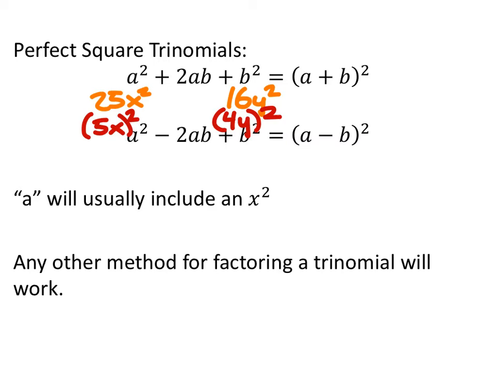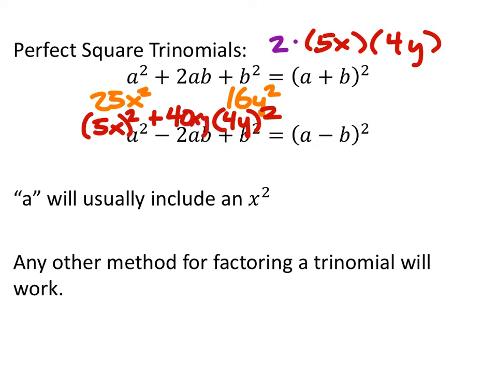Now for this to work, the middle term has to be 2 times a times b. So what would that give us? 2 times a, which is 5x, and then b is 4y. We're making up our own problem here, by the way. Well, 2 times 5 times 4 is 40, so plus 40xy. If this is what we had, then it breaks up immediately into the perfect square binomial, 5x plus 4y, that quantity squared.